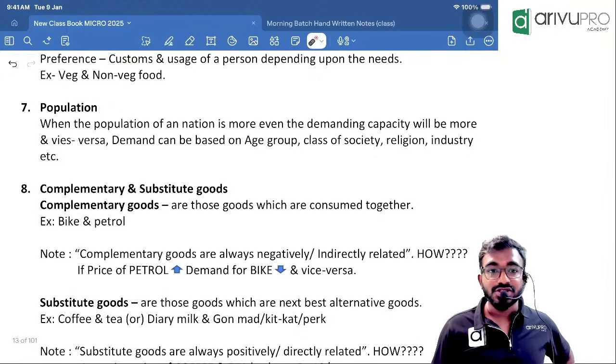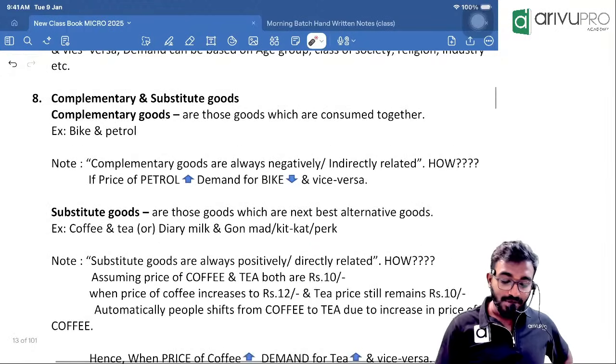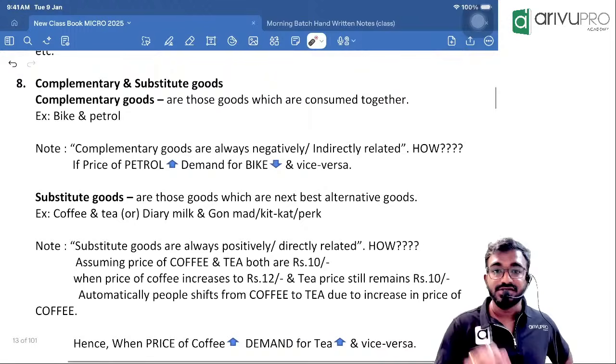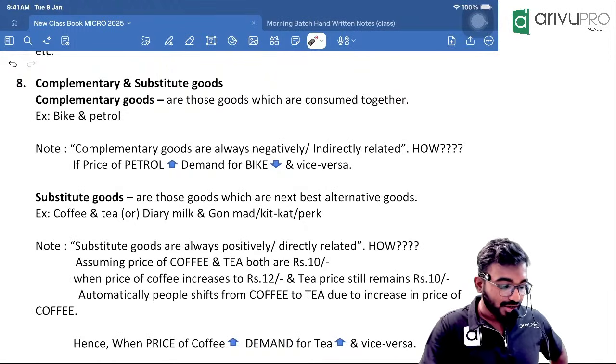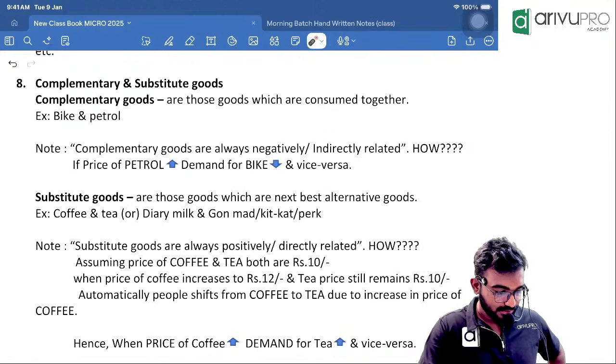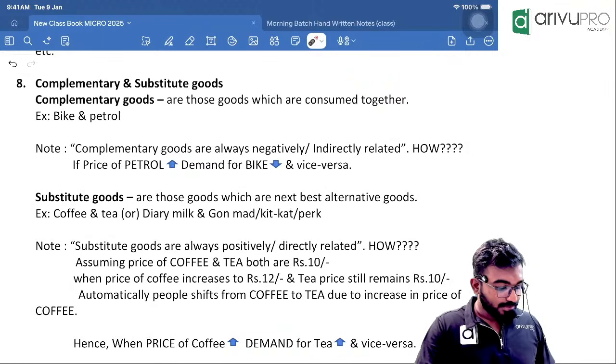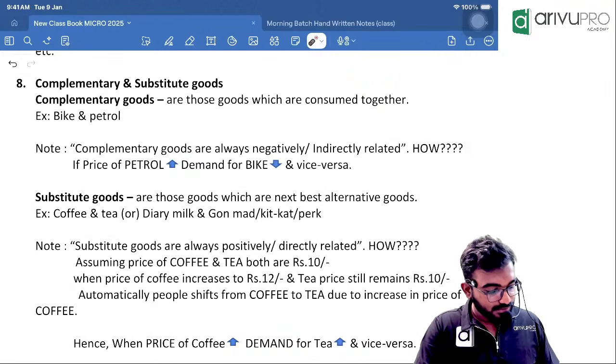Okay, done with population. Last one, complementary and substitute goods. This is most important. You have to write it in a proper manner. Let me dictate. Give a heading: complementary and substitute goods.